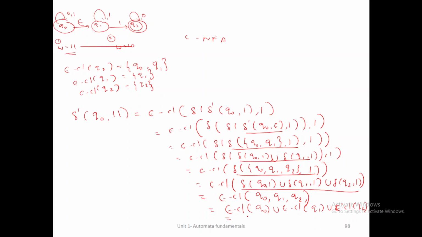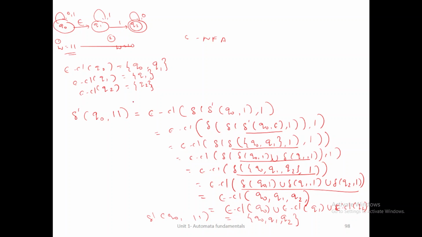So the answer for epsilon closure of Q0 is Q0, Q1. Epsilon closure of Q1 is Q1, that is already available in the set. Epsilon closure of Q2 is Q2. So this is the answer for the outflow.